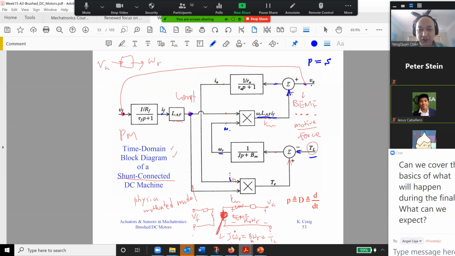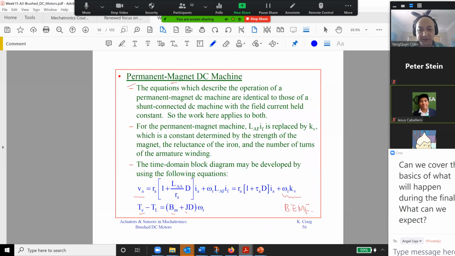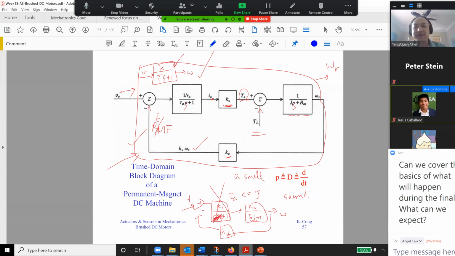But if we check the overall transfer function, we're going to see something like this. You add VA in here, you get omega in here. But this is a KV feedback. You have TL in here. So that's the final block diagram. Because you are using a permanent magnet, you only provide the KV, you don't have to get the IF. You don't have that. So this is a nice thing.